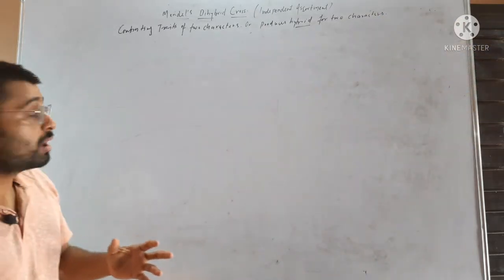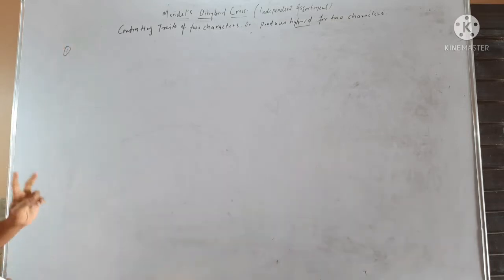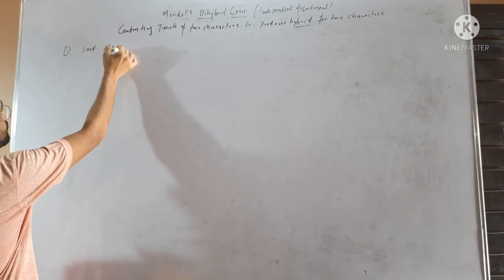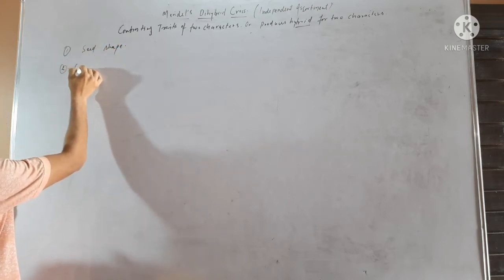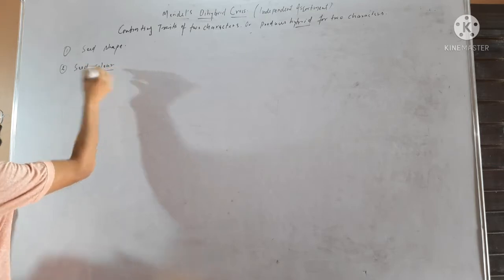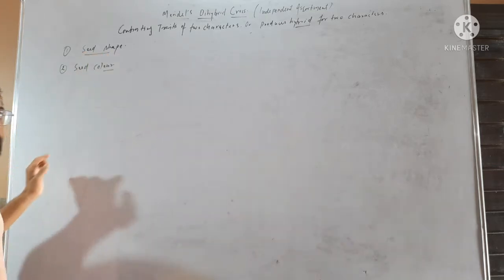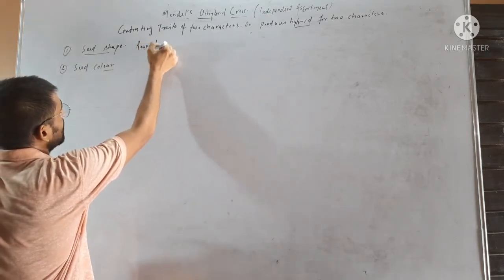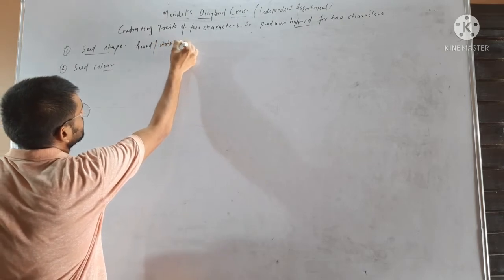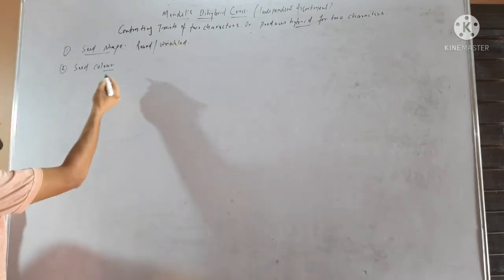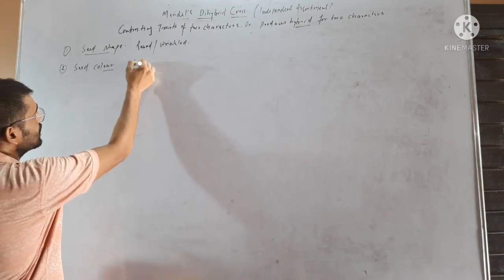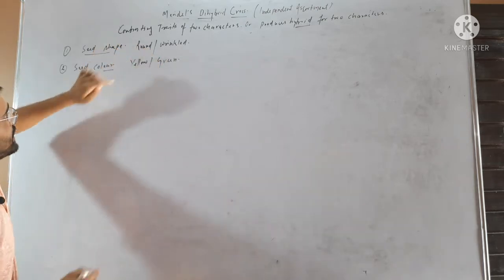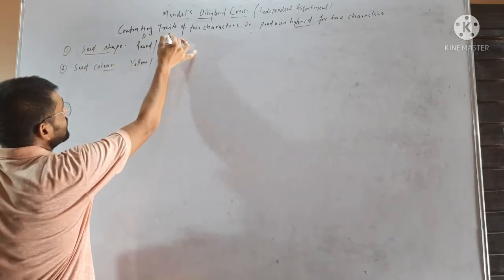Here we are taking two characters, that is seed shape and seed color. In the case of seed shape there are two traits, one is round, another is wrinkled. In the case of seed color, the traits are yellow color and green color. Here round and yellow are both dominant traits, and wrinkled and green are recessive traits.